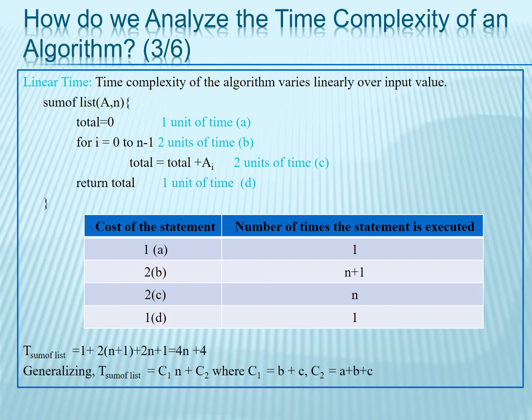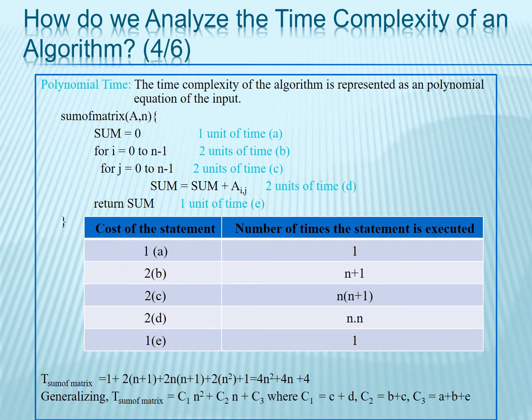So, when you sum the number of times each statement is executed with the cost of the statement, you get the equation T sum of list. And when you simplify it, you get the value as 4n plus 4. This is a linear equation, and hence the time complexity of the sum of list is linear over the input n, that is the number of elements in the array A.